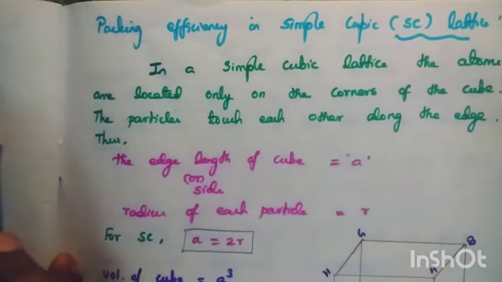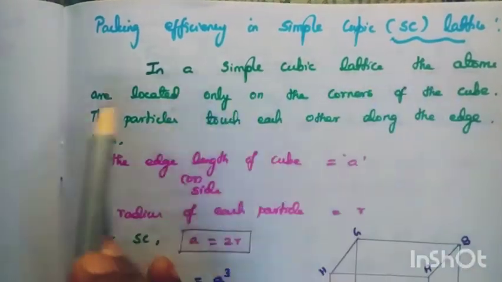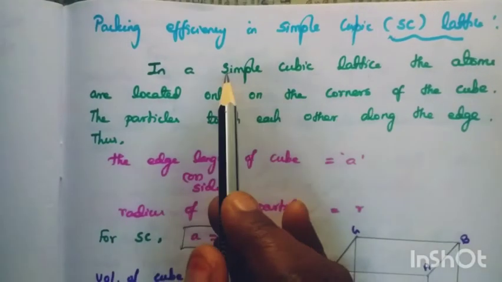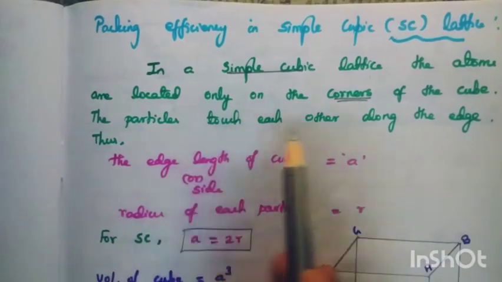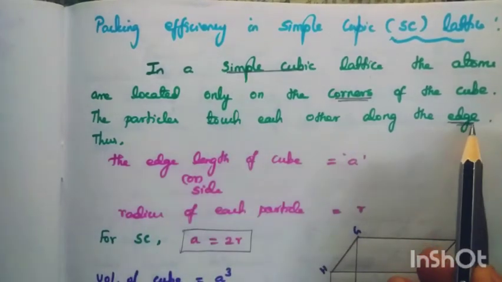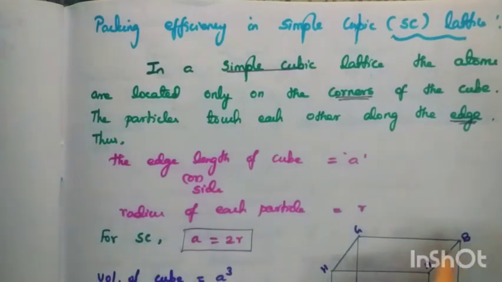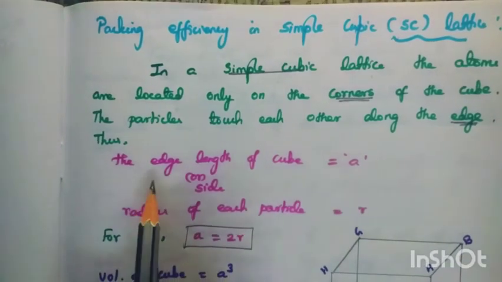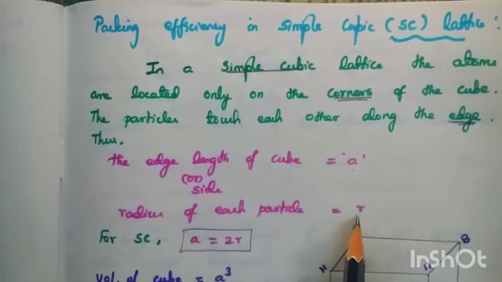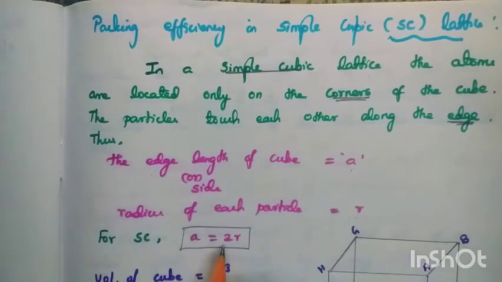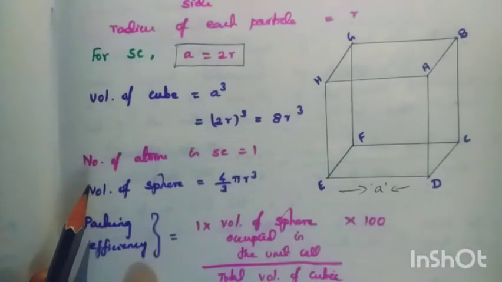Now let's see the packing efficiency in simple cubic. In a simple cubic lattice, the atoms are located only at the corners of the cube, and the particles touch each other along the edge. This is the edge. The edge length of the cube is a, and the radius of the particle is r. So for simple cubic, a is equal to 2r.